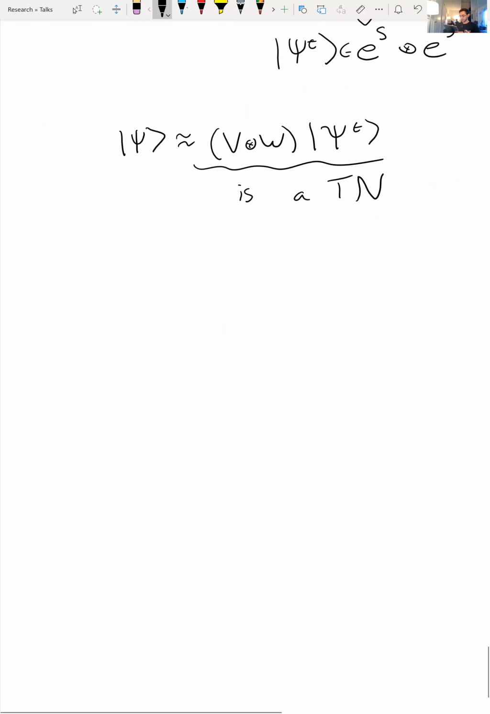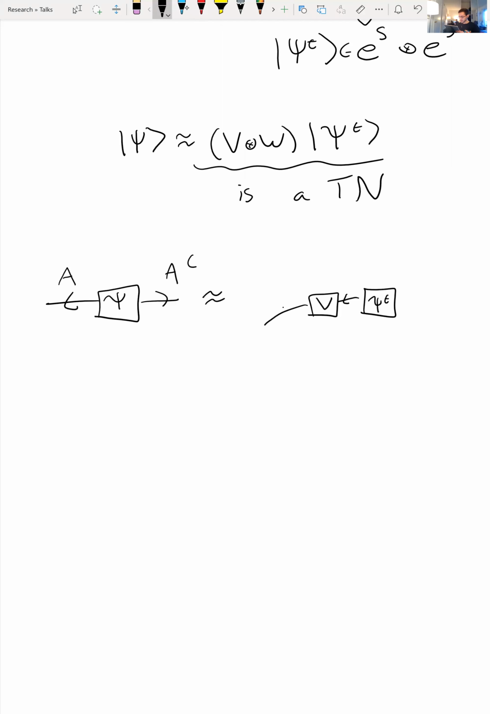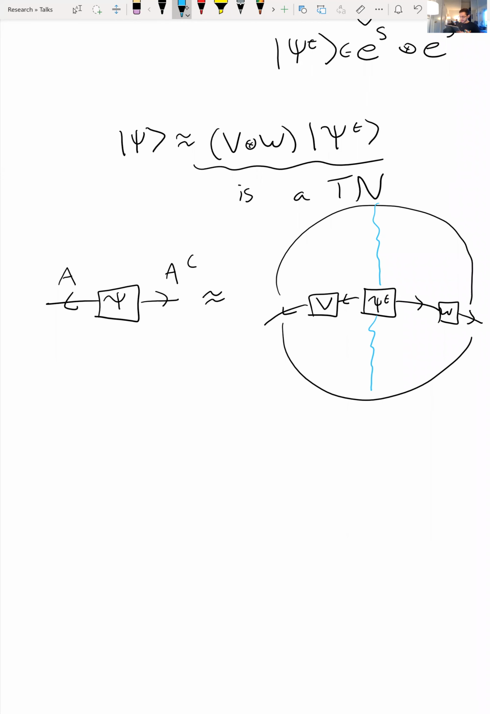In particular, if I take this equation and draw it in tensor network language, this tells me that the state psi, which has a leg on A and a leg on A complement, is very, very close to the state that I get by taking psi epsilon, adding one inclusion map on one side and adding the other inclusion map on the other side. And this, if I draw my original picture over it, is exactly what I said I wanted. It's a tensor network where the bond dimension of the leg that crosses the minimal surface is e to the area over 4G Newton plus subleading corrections.